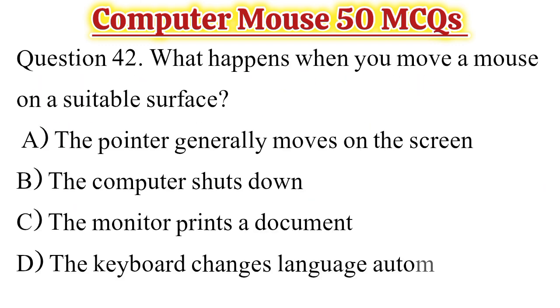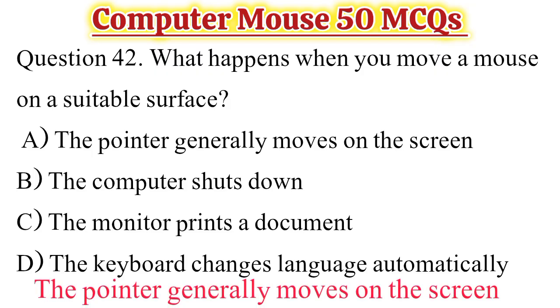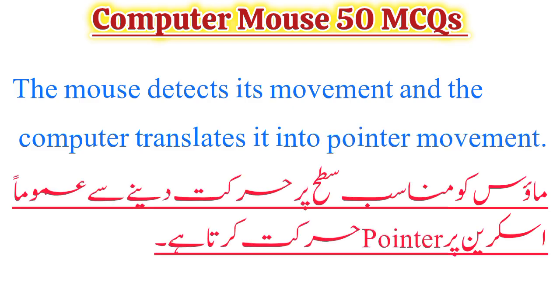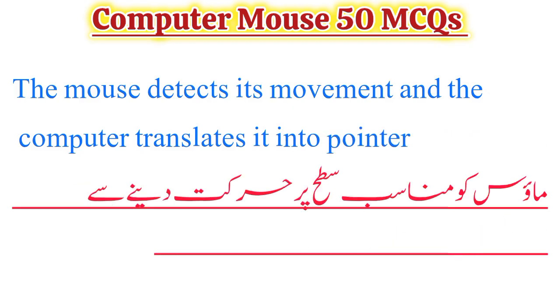42. What happens when you move a mouse on a suitable surface? A. The pointer generally moves on the screen. B. The computer shuts down. C. The monitor prints a document. D. The keyboard changes language automatically. Answer: A. The pointer generally moves on the screen. The mouse detects its movement and the computer translates it into pointer movement.